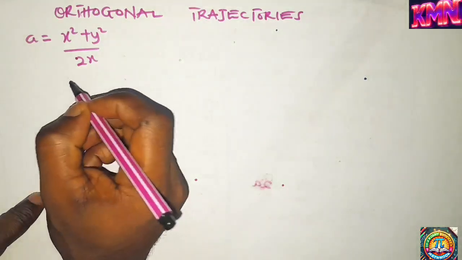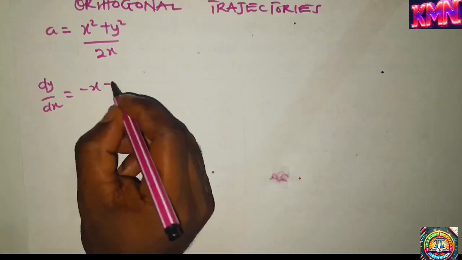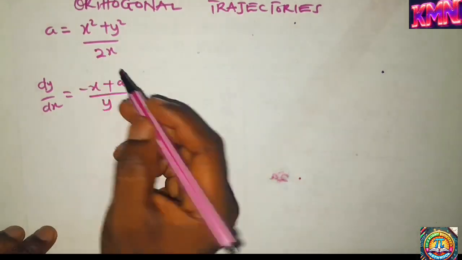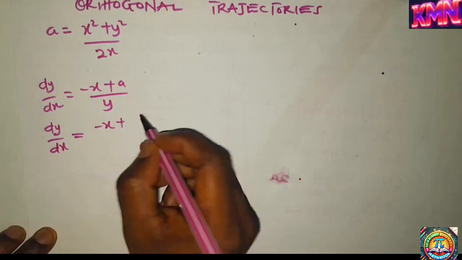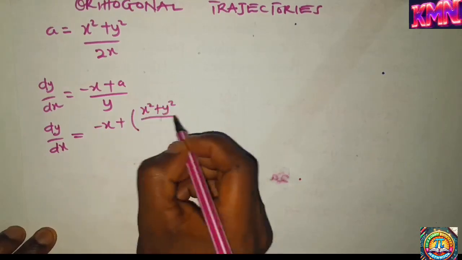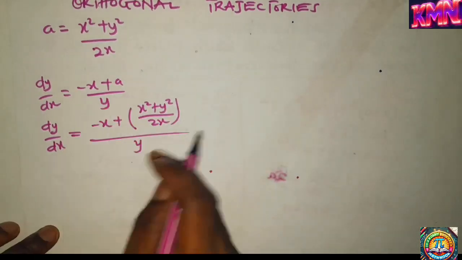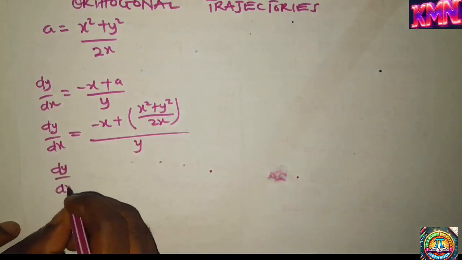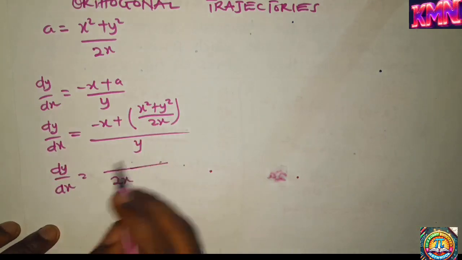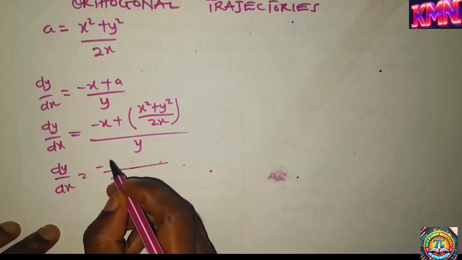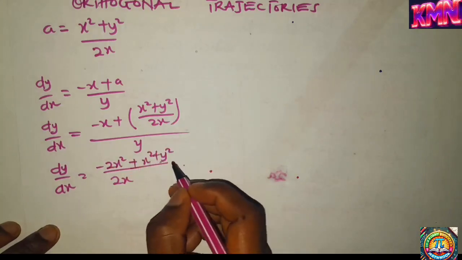So substituting a back into the dy/dx, we know that our dy/dx equals (negative x plus a) on y. So let's substitute the a. Our slope becomes negative x plus (x squared plus y squared on 2x) all on y. Let's simplify this algebra over here, and our dy/dx becomes, okay, let's take the LCM to be 2x, and with that here we're going to get negative 2x squared, and the same thing will be there, divided by y.